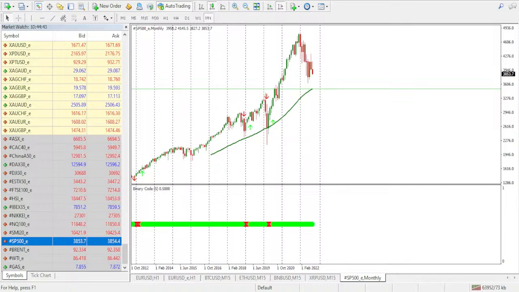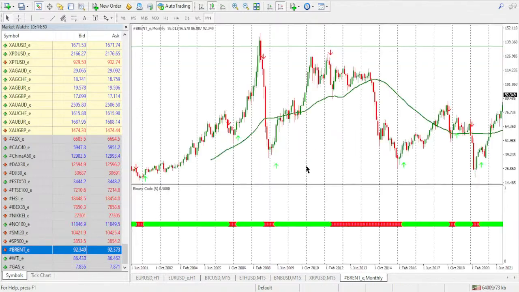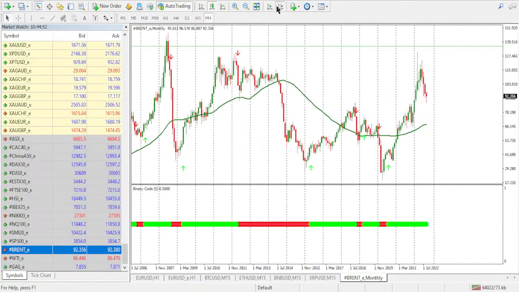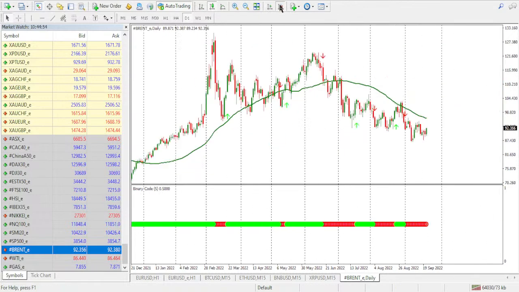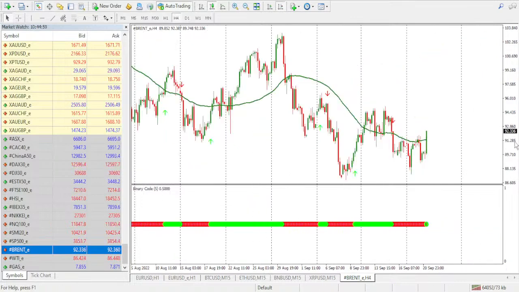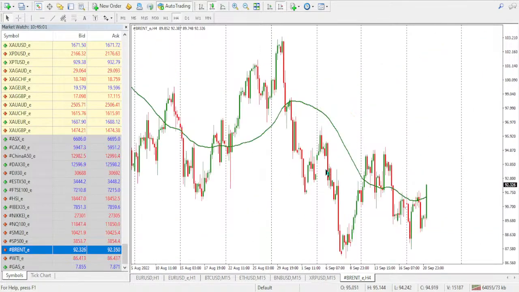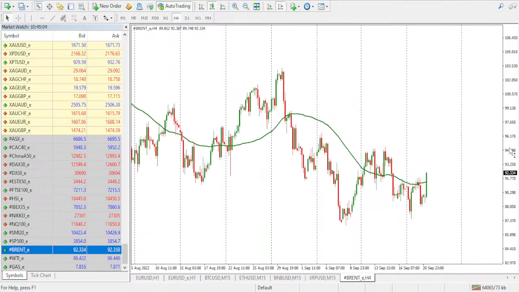The next chart which I'd like us to have a look at is the Brent oil. This is also a sell, but there are limits to that sell. So here we have this, and then you have a line at the top.